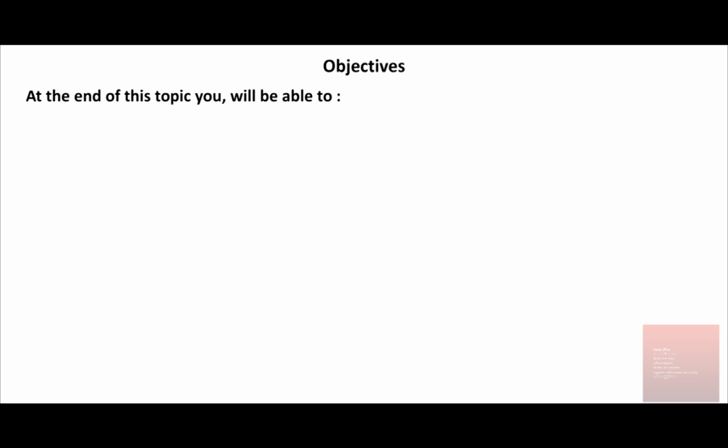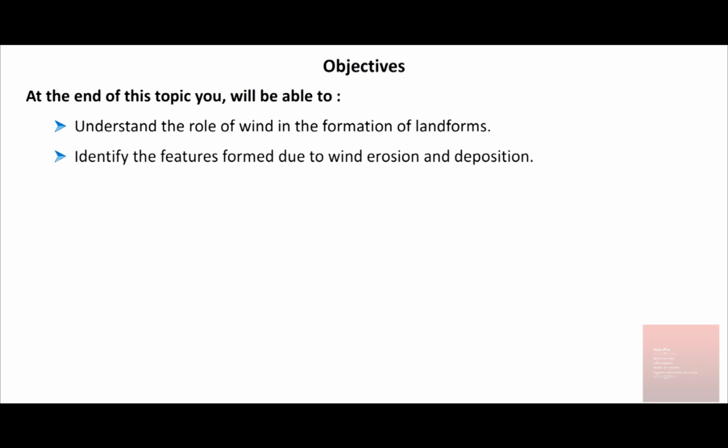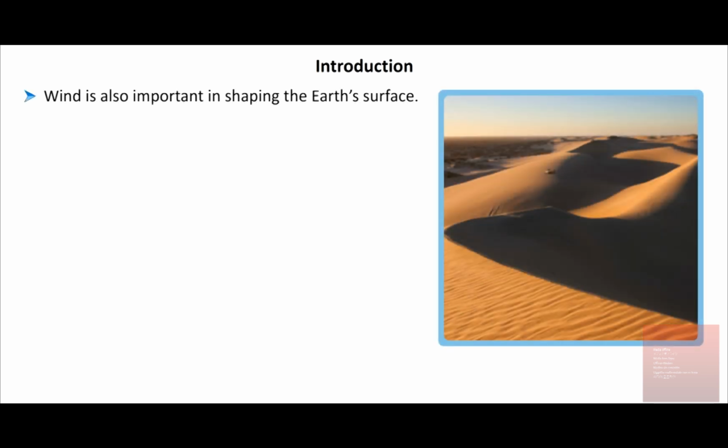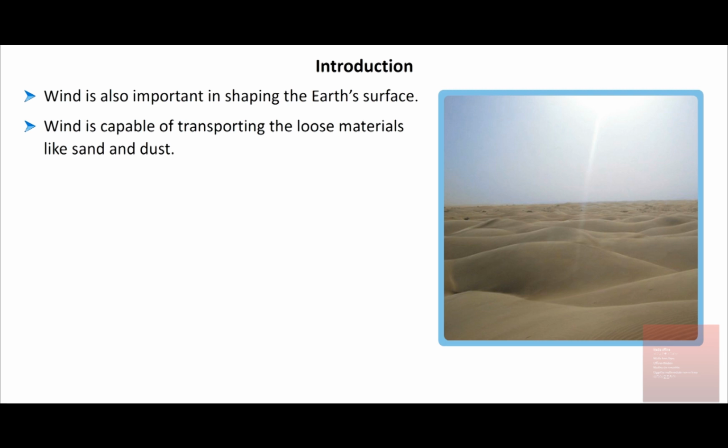At the end of the topic, you will be able to understand the role of wind in the formation of landforms, identify the features formed due to wind erosion and deposition. Wind is also important in shaping the Earth's surface. Wind is capable of transporting loose materials like sand and dust.